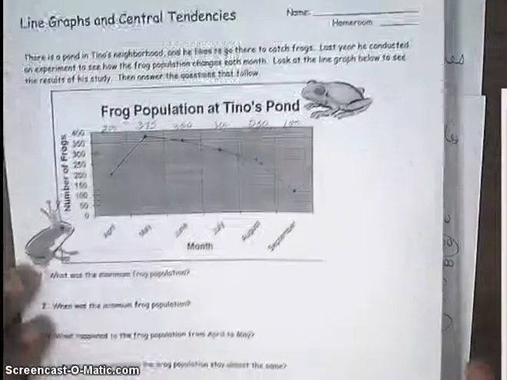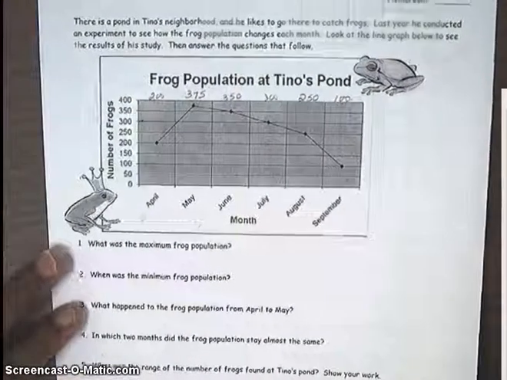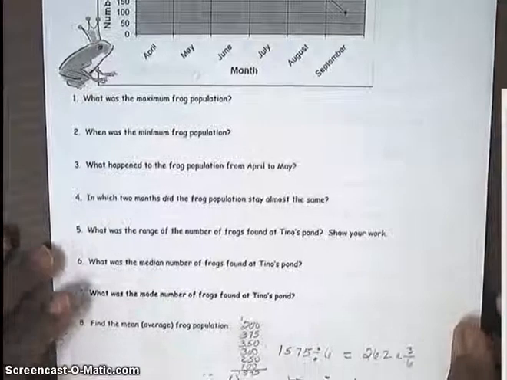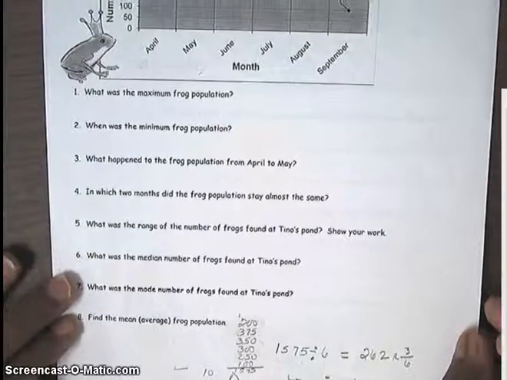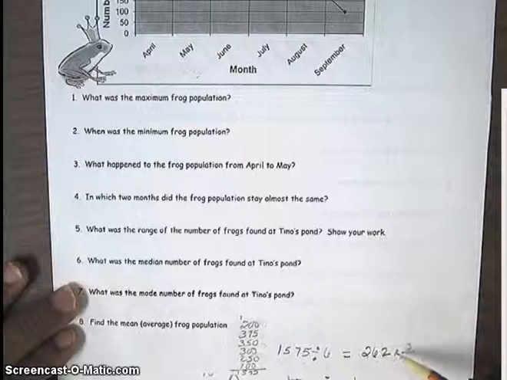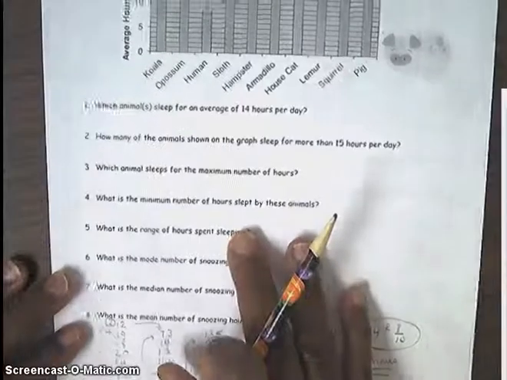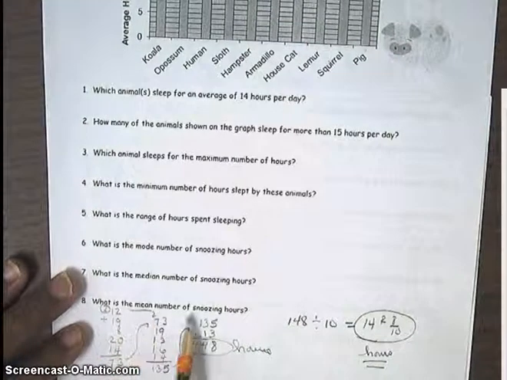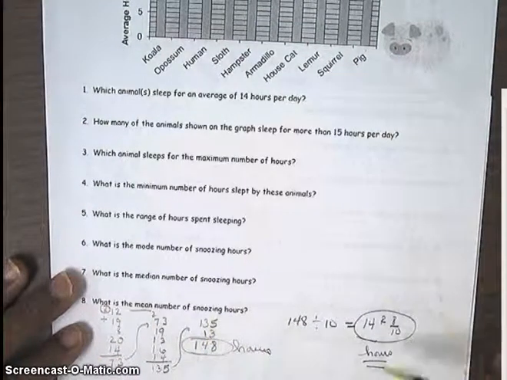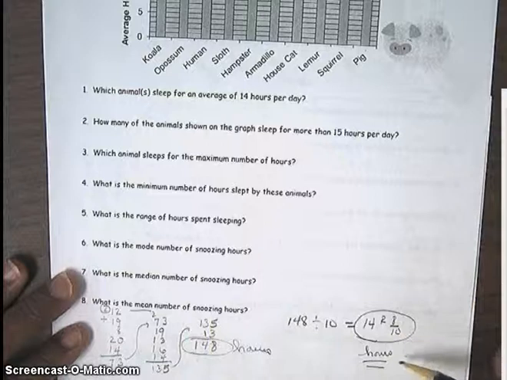Make sure you check over your homework. You have 2 answers already done. We know that the mean average of frogs in Tino's pond is 262 and 3/6 of a frog. And we know that the mean average number of snoozing hours for these animals is about 14 and 8/10 of an hour.